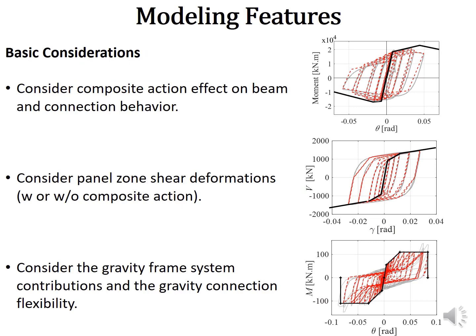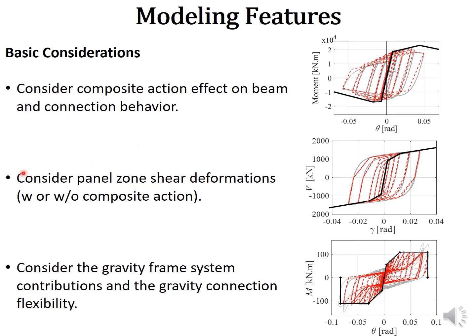With respect to the modeling basic considerations, there are many options that you can choose from, and key contributions that you can consider in your numerical model. This includes the consideration of the composite action effect that's being provided by the floor slab, and how this composite action will affect the beam and the connections behavior. This can be considered in FM-2D using state-of-the-art recommendations.